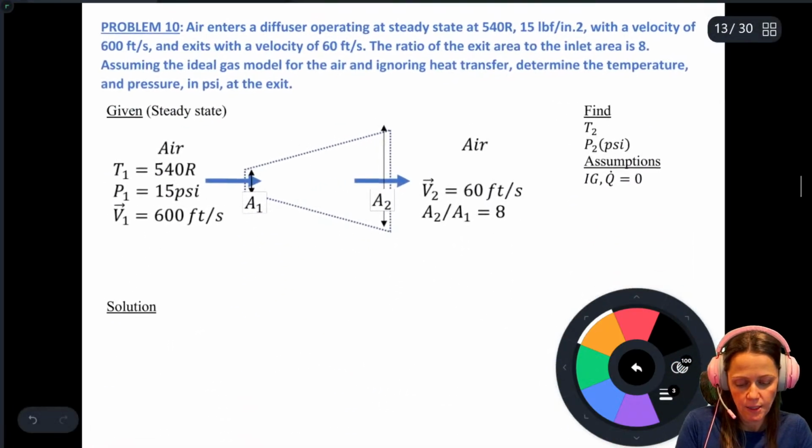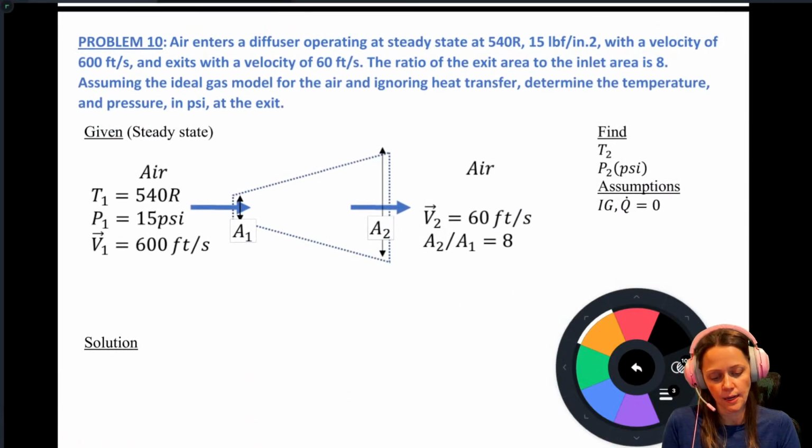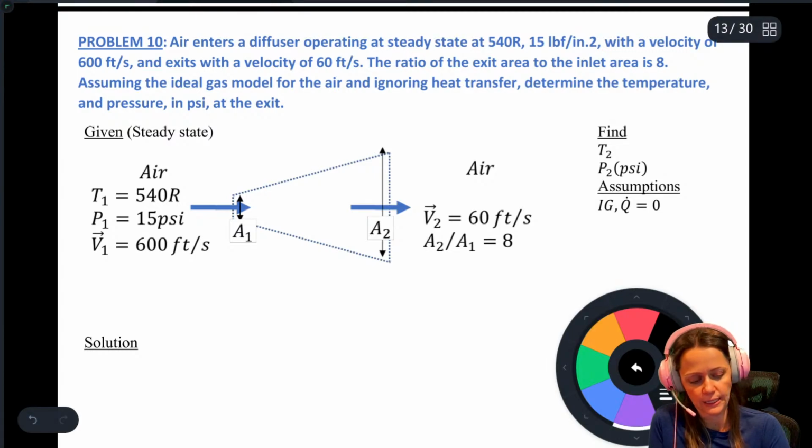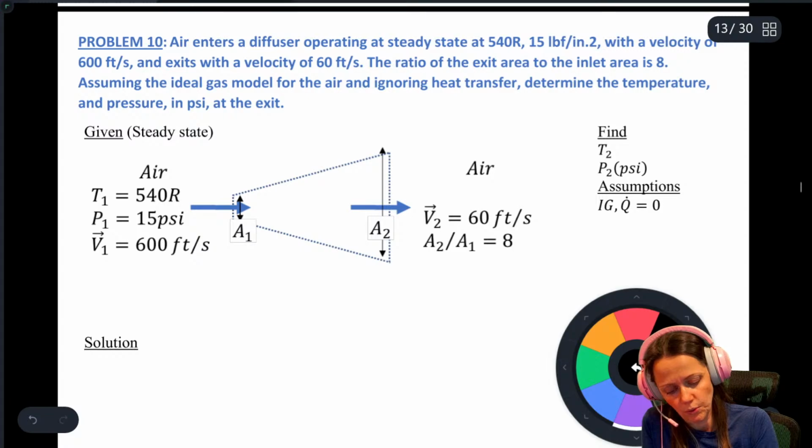Okay. So let's do the next guy. So this is another problem where we do have air. It's another English unit problem. But this one, we are going to go ahead and ignore that heat transfer. So once again, typical assumptions that we're going to memorize for this class.